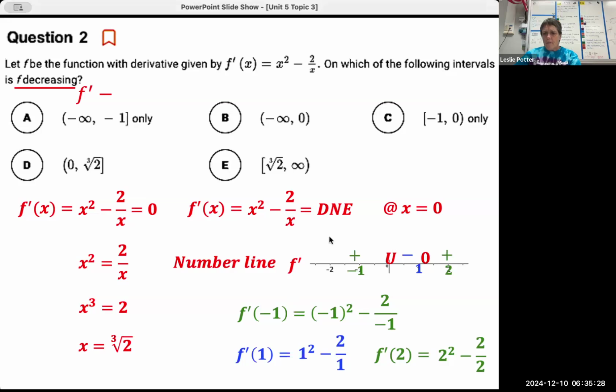So now I'm using this number line as an organizer so that I can make my justification. My justification is I want to know where the derivative is negative, and the derivative is negative between the critical points. So it's going to start at 0 and go to the cubed root of 2. So that means the answer is D.